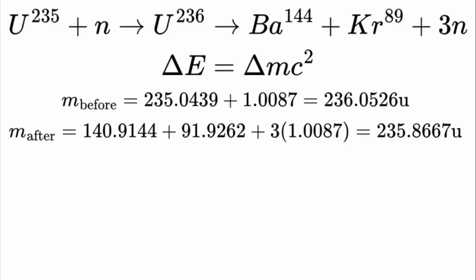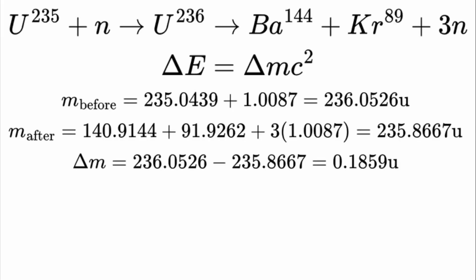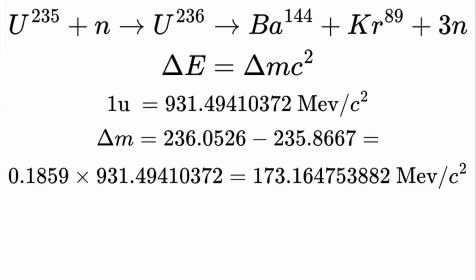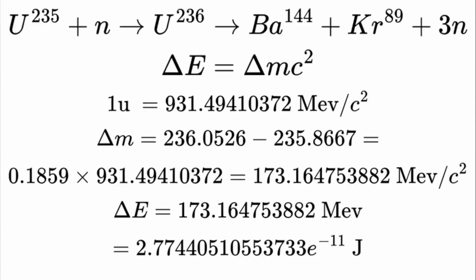The mass after is the sum of the barium and krypton atoms and the 3 neutrons, which comes out to be about 235.87 atomic units. So the difference is about 0.19 atomic units. 1 atomic unit converts to 931 mega-electron volts over the speed of light. So the difference in the mass converts to 173 MeV over c squared.